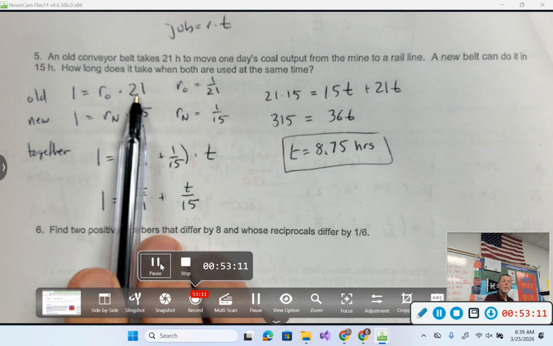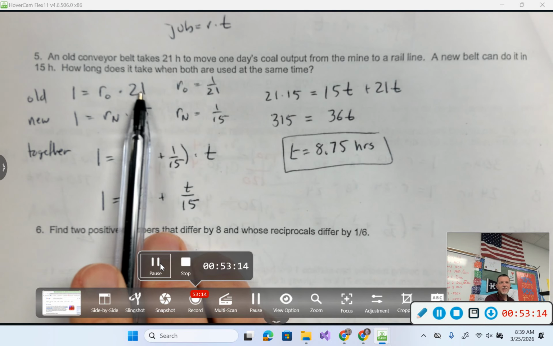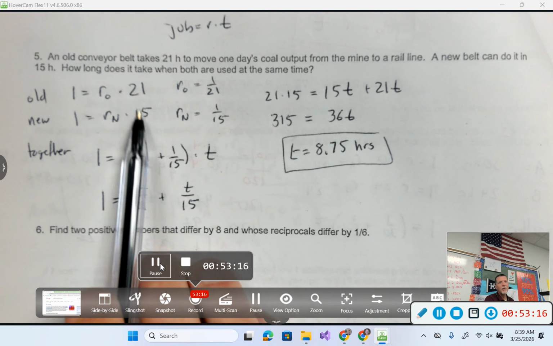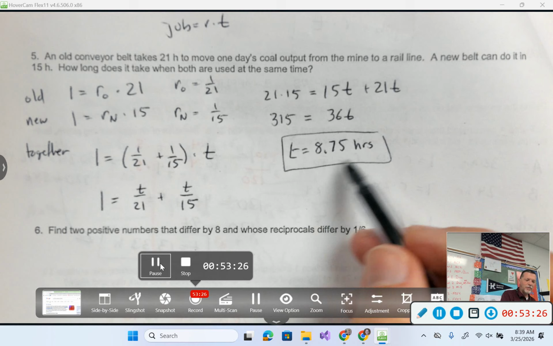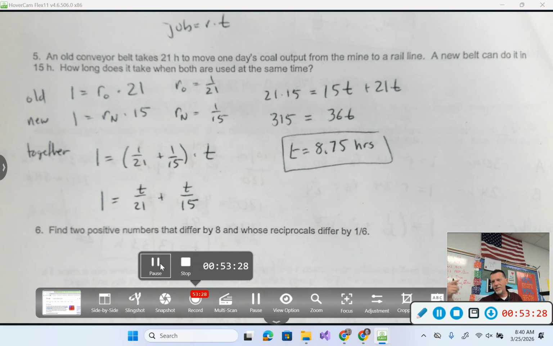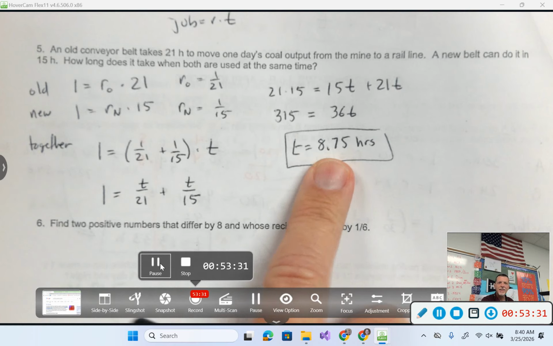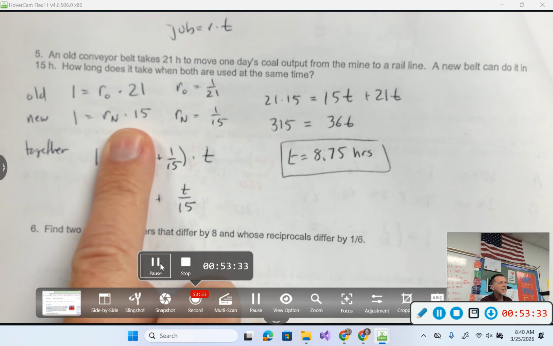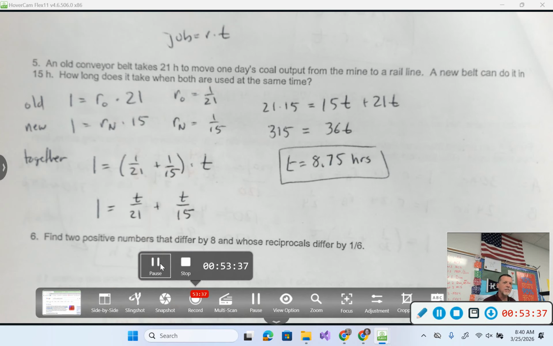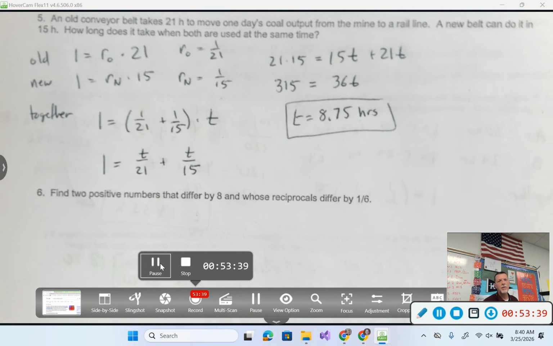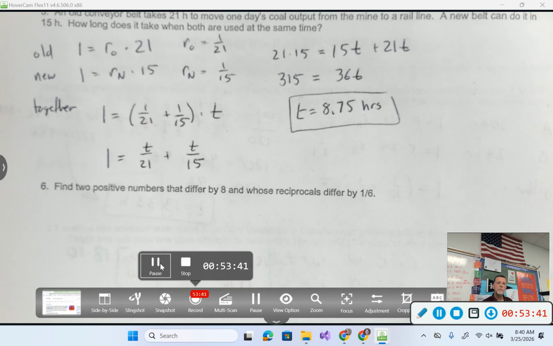And if there were 2 old machines, it'd take 10.5. So I got 1 old and 1 new. It better be between 7.5 and 10.5, and it was. You don't have to do that, but I like to make sense of my answer so that if I get 47 hours, hopefully my brain is turned on enough to think, wait a minute, it should definitely be less than 15 because they're working together. So keep your brain engaged while you're doing these, and you can catch mistakes, and then maybe go back and figure out what happened.